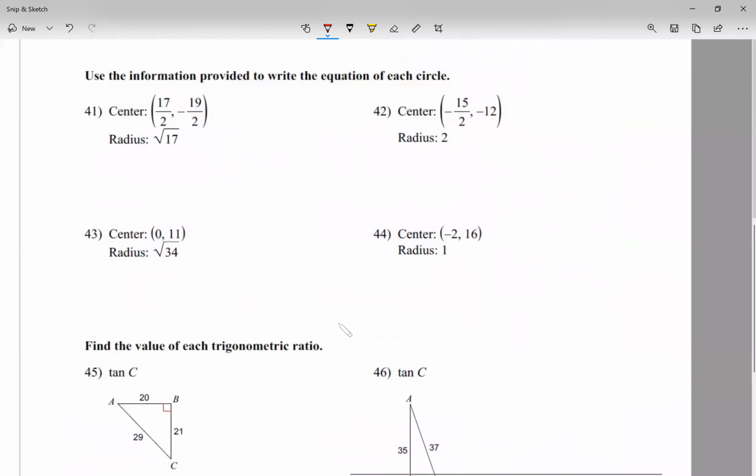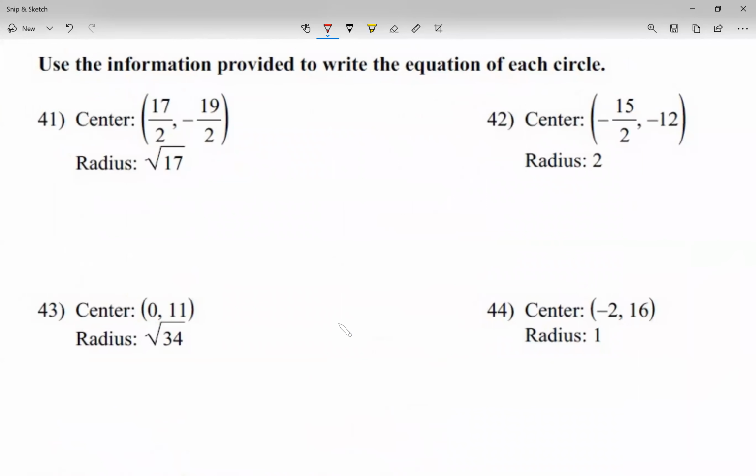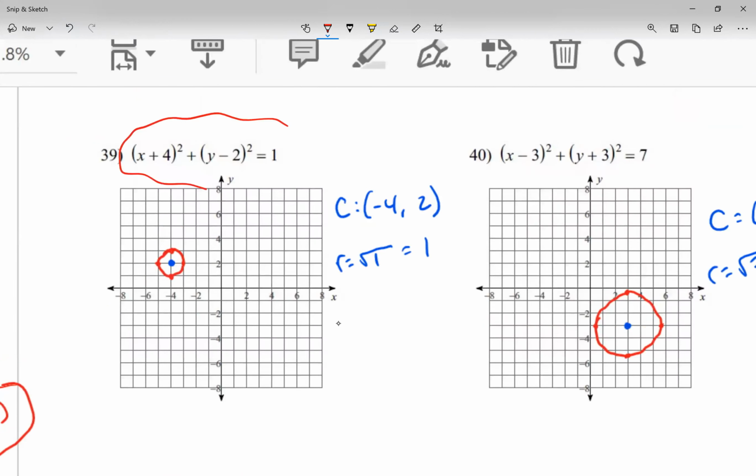Now, our last topic, 41 through 44. Now, this one you will have to write it down. This one you will have to type it in your homework. Use the information provided to write the equation of each circle. So I have the center, the radius, and I'm going to write the equation of the circle. When I mean equation of the circle, I mean something like this.